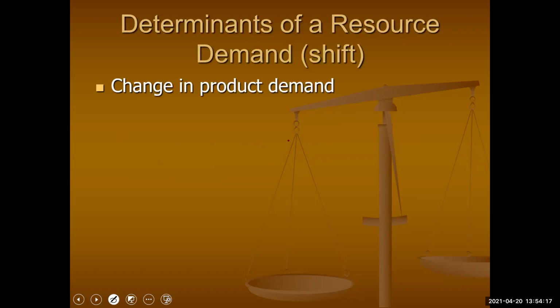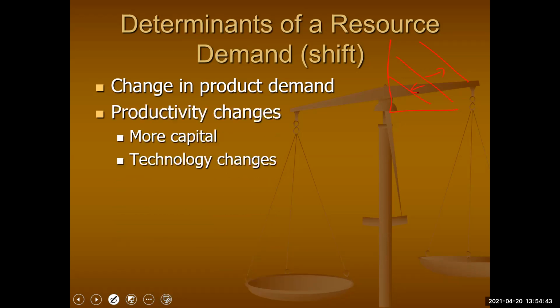So what's going to shift the demand of a resource? Okay, these are the determinants. These are the ones, go back to chapter 3, that are going to cause that demand curve to move, either an increase or a decrease. A change in the product demand. If there's a change in the demand for a product, there's going to be a change in the demand for the resources that go into the production of that product. Productivity changes matter. And it may lead to things like more capital, technology changes, things like that.